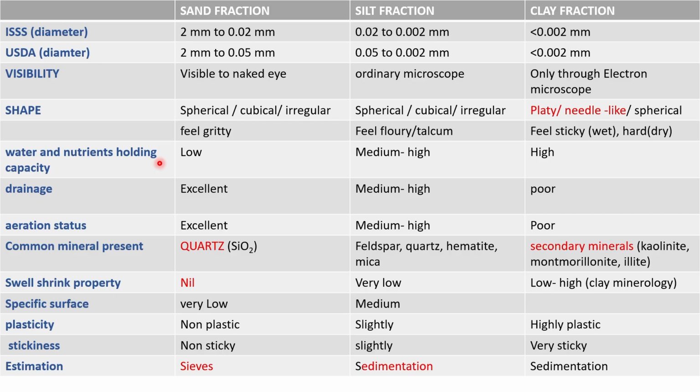Why? Rice needs saturated water through its life stages. Water can't stand on sandy soil, which means we can't grow rice. So, coming back to the point, its drainage is also excellent because water flows very quickly. Aeration status is very excellent, and the common mineral present is quartz, or silicon dioxide.